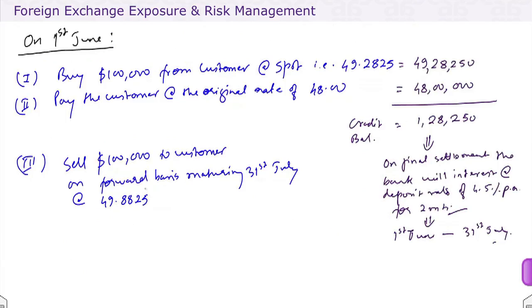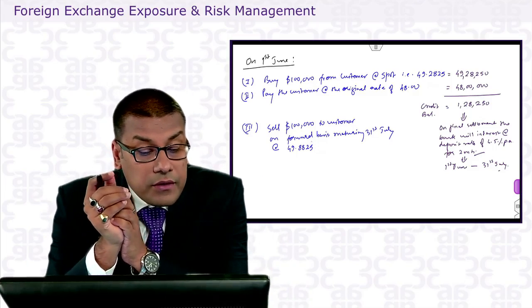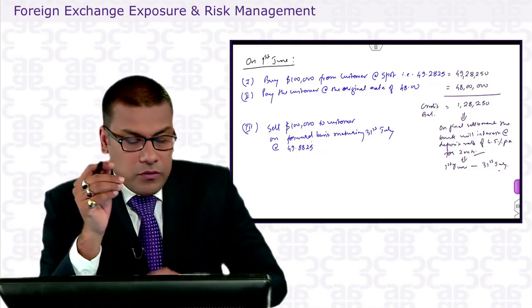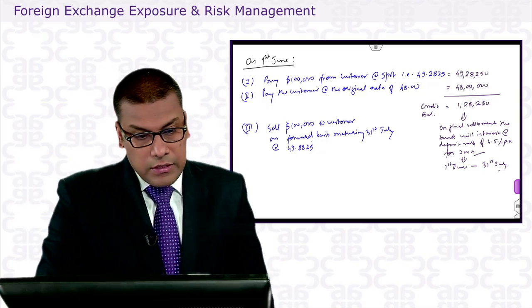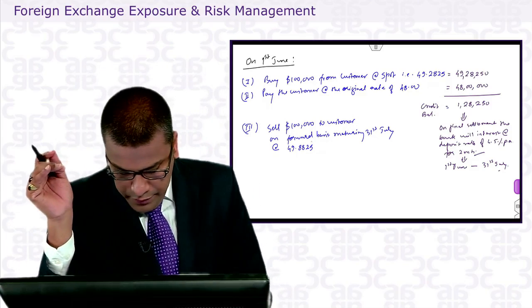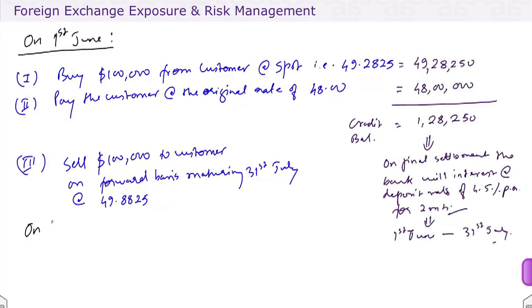Now this contract is necessary for cancellation of the first original contract of 1st of May, because that contract would be there in the sense that the customer has come early to deliver, but then there is a contract exposure still there that the bank would be having. So this is how it would be. So on 31st of July, that is the date of maturity.